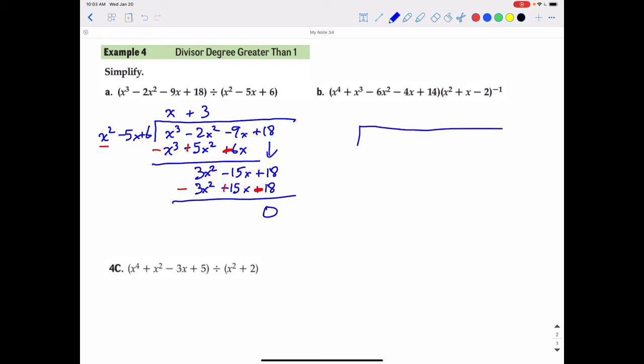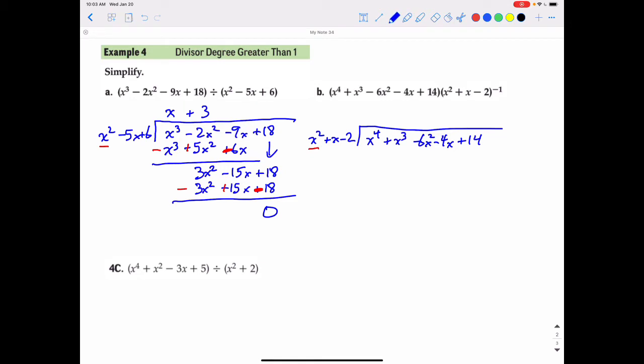So I'll still write x to the fourth plus x cubed in the first, and so on in the first box. And then write the x squared plus x minus 2 in the second box. And there it is. So what's our key term? Right there, it's x squared.